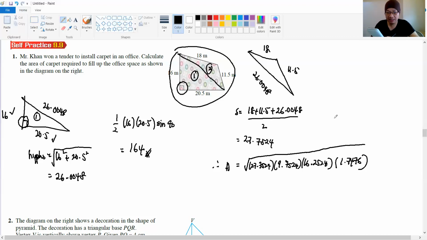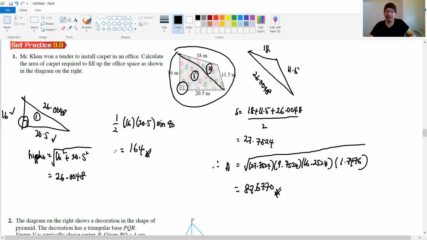We compute this whole thing: 27.7524 times 16.2524 times 9.7524 times 1.7476, then square root. So this is the second answer. The second area is 87.6770. Please double check, is my calculation correct or not?